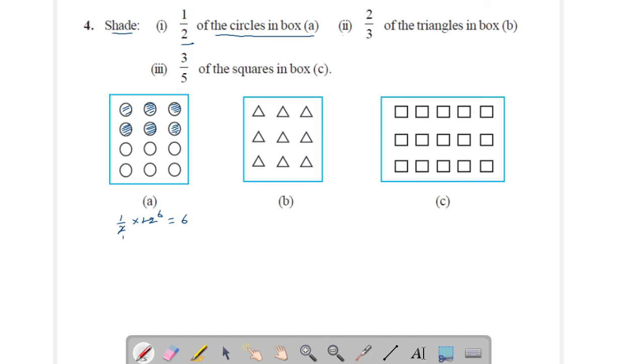Now second part, 2 upon 3 of the triangles in box B. Here how many triangles are there? 3, 6, 9. You have to say 2 upon 3 of 9, that is into 3. Cancel it by 3. 3 ones are 3, 3 threes are 9. That is, you have to say 6 triangles.